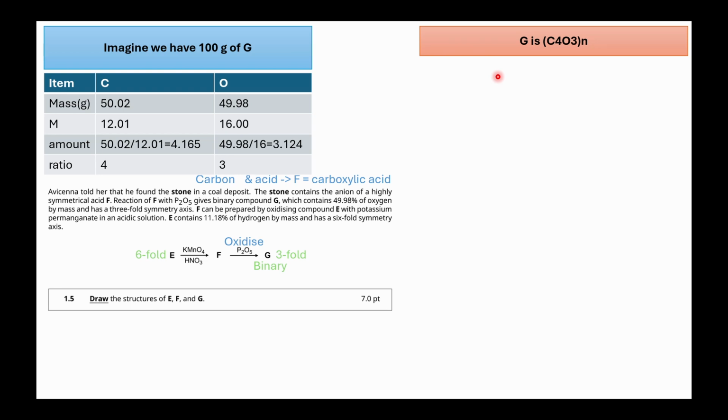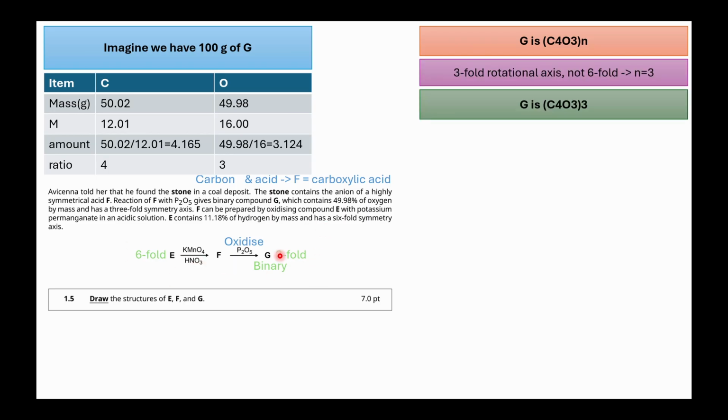At this point, you might wonder what n is, because we have n repeating units. But then we notice that G has a threefold rotational axis, which means it doesn't have a sixfold rotational axis, because the question phrased it this way. And so we know that n must be 3, because if it's anything else, then the entire formula is not going to divide by 3 properly, and because of that, it's not going to work out.